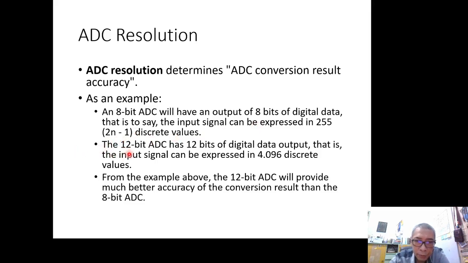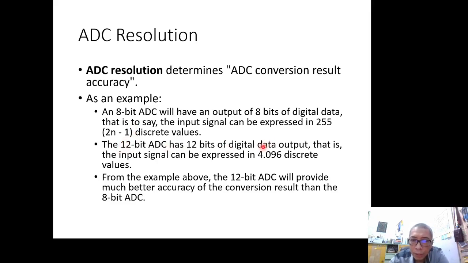But if you use 12 bits, more than 8 bits, the ADC has 12 bits of digital data output. That is, the input signal can be expressed in 4096 discrete values. So if you compare the ADC resolution bits, the 12-bit will provide much better accuracy than the 8-bit. But our microcontroller, the PIC 16F877, has only 10 bits.